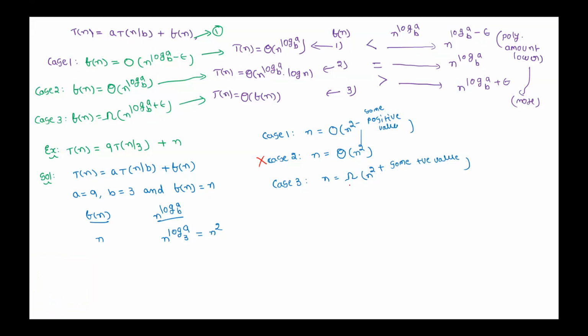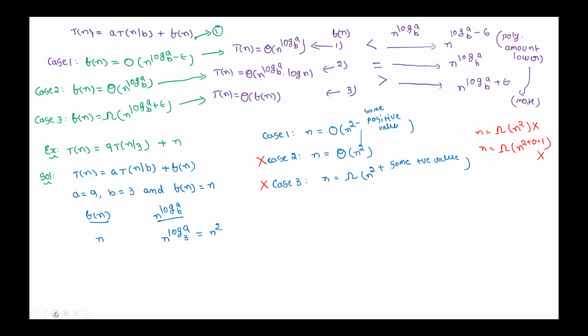Now, can we say that n is big omega of n square plus some positive value? n is big omega of n square itself is wrong. If we add something more, like n square plus 0.1, is this going to be correct? Automatically, this is false. So that means this case also is not possible.